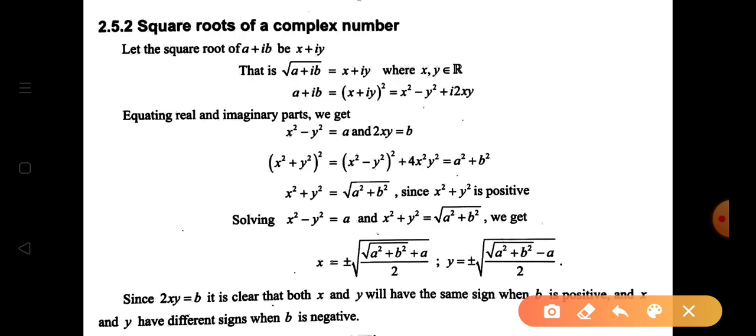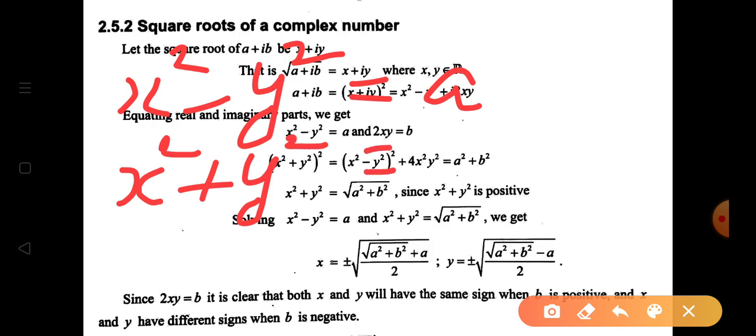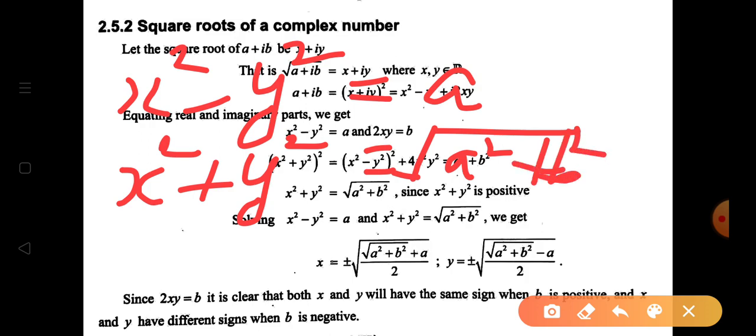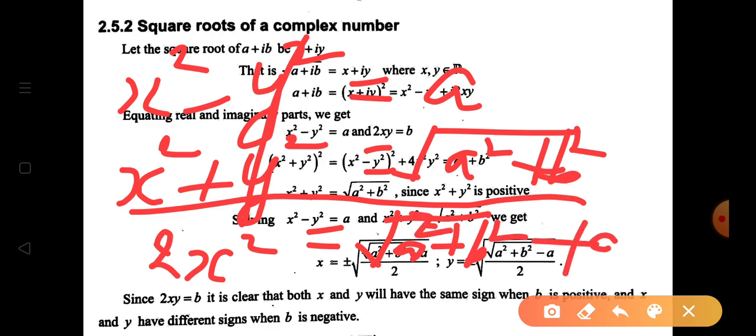Once again listen, we are going to solve these two equations. First equation, x square minus y square equal to a. And the second equation, x square plus y square equal to square root of a square plus b square. Now adding these two equations, we cancel the y square term. We get 2x square equal to root of a square plus b square plus a. Now we get x square only.